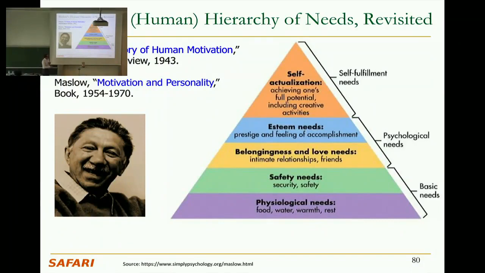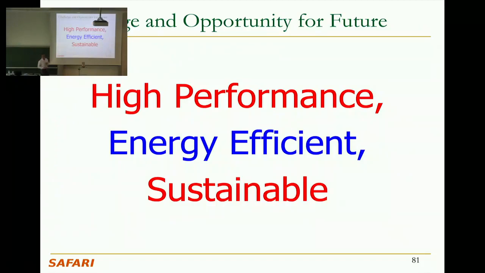Maslow, when he developed the hierarchy of needs, didn't say security and safety is the most important thing. He said there's a physiological need at the bottom, which means energy. And energy is perhaps even more important than reliability and security. You could argue, of course, philosophically forever. But I'm going to assume that energy is very important.